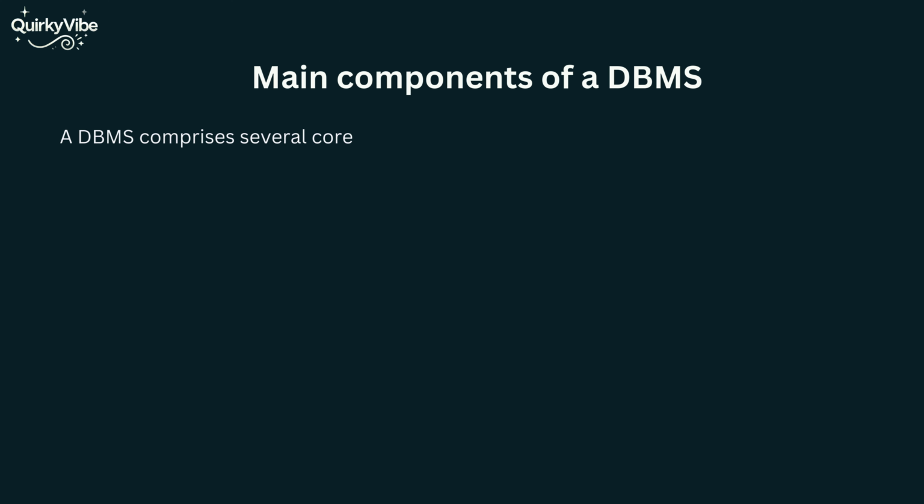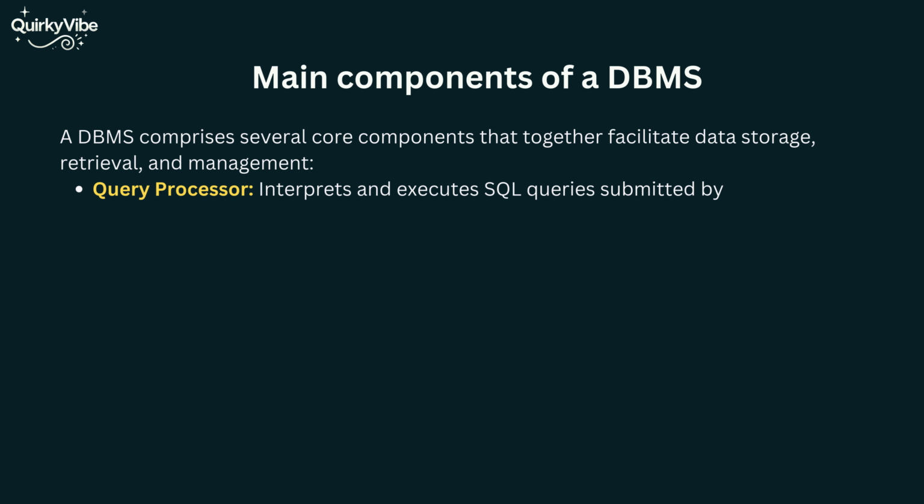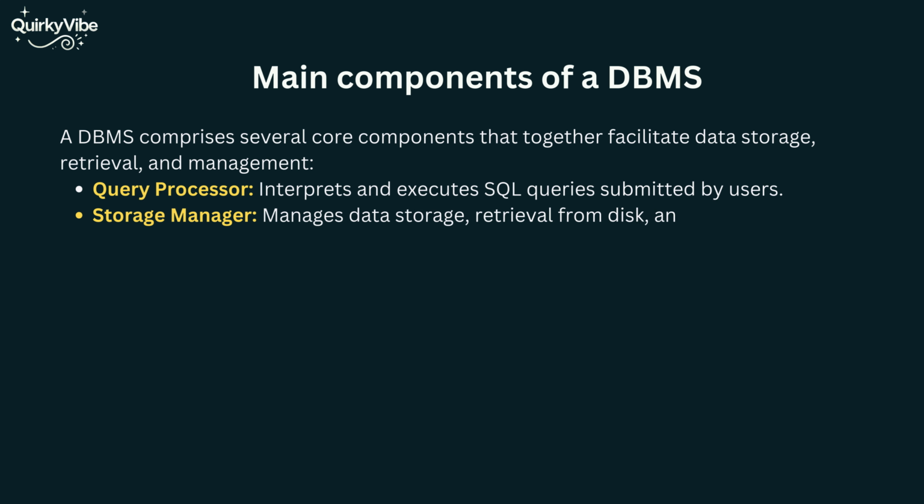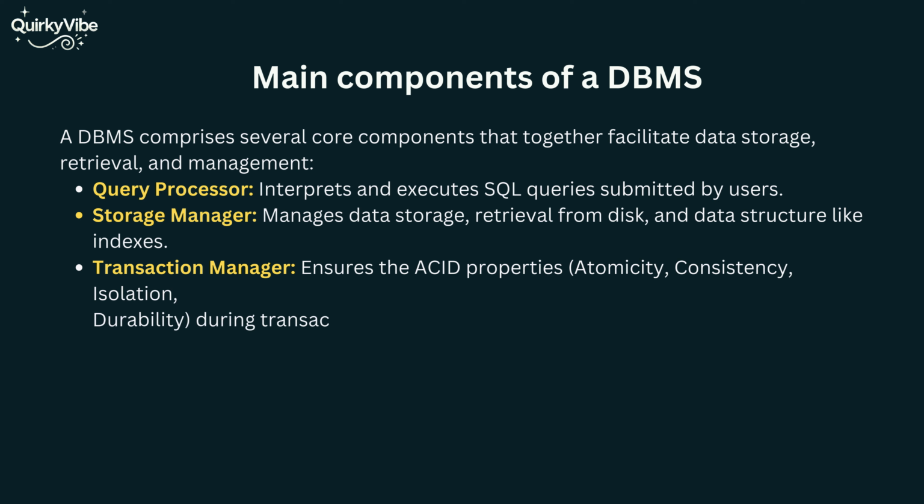A DBMS comprises several core components that together facilitate data storage, retrieval, and management. Query processor interprets and executes SQL queries submitted by users. Storage manager manages data storage, retrieval from disk, and data structures like indexes. Transaction manager ensures the ACID properties, atomicity, consistency, isolation, durability during transactions.